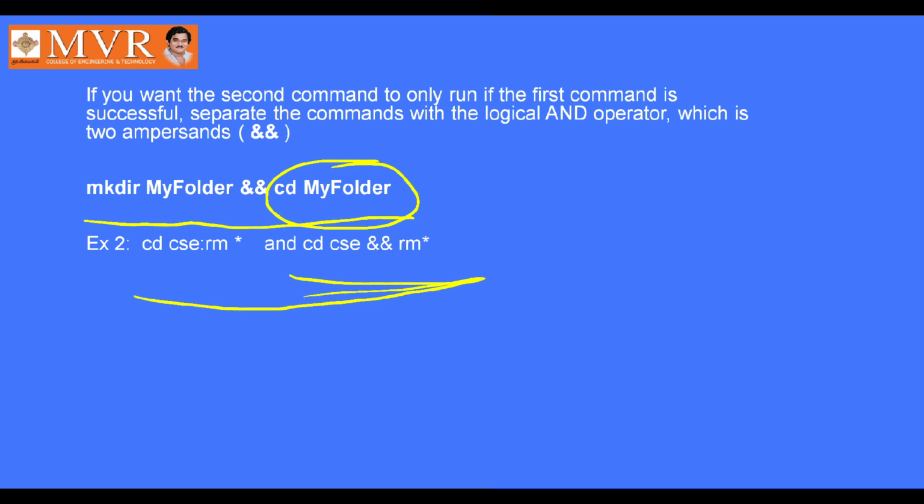So whenever the cd csc command is executed successfully, that means whenever you enter into the csc directory, then only the rm star command will be executed, else the rm star will not be executed. Sometimes the csc directory may not exist in your present working directory, so the cd command will not be executed, and then the rm star will not be executed. So in this type of cases, you can use the AND command and you can run it successfully.